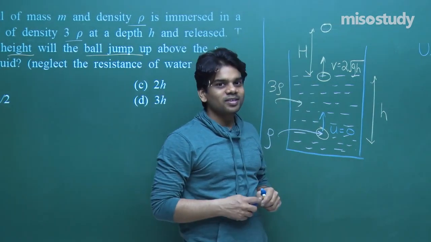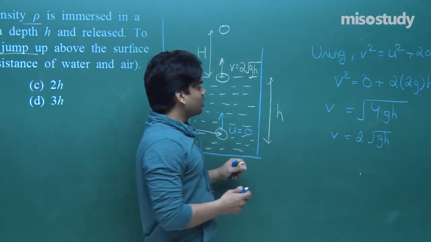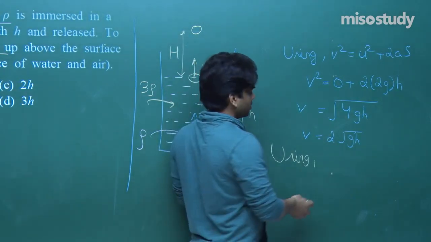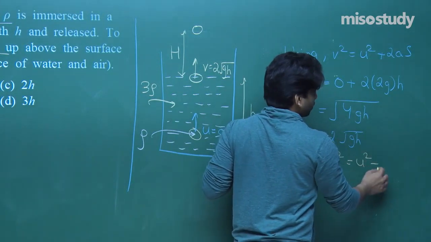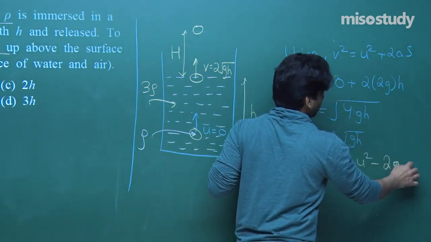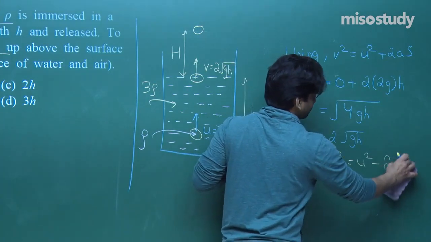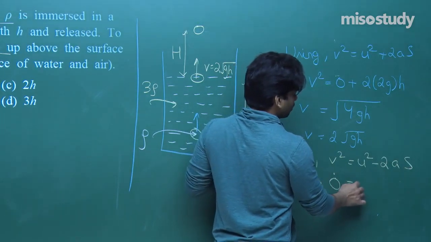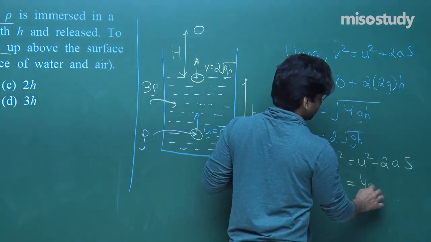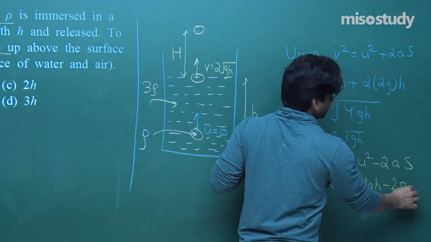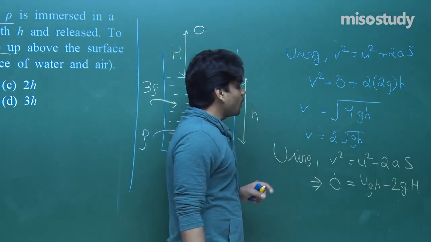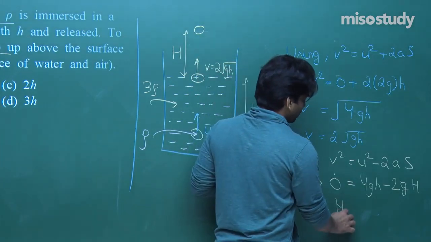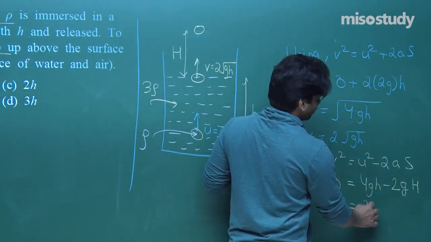As it moves up, the acceleration will be acting in the downward direction, and that will be g. So again using v square is equal to u square plus 2as, and in case of deceleration, so minus 2as, where a is g downward. From here, final velocity v is 0, and u square is 4gh. So 0 equals 4gh minus 2g times H. From here, capital H will come out to be 4h divided by 2, you will get 2h.